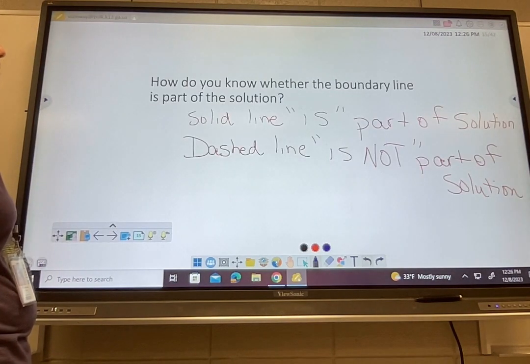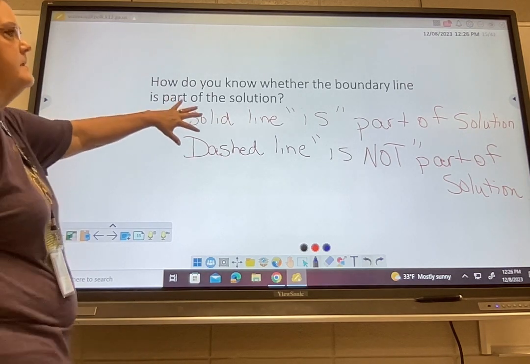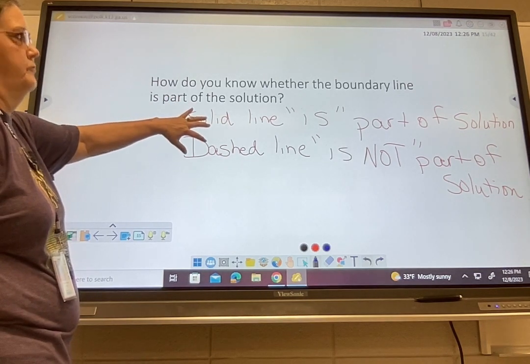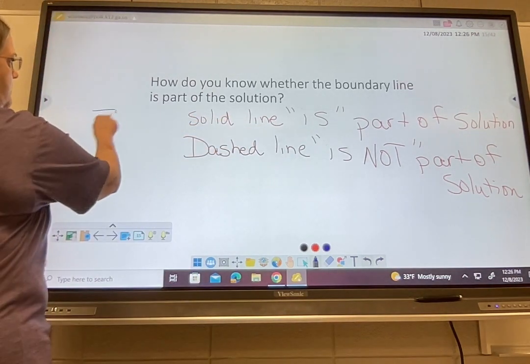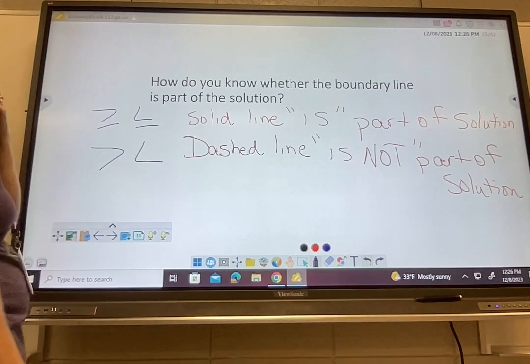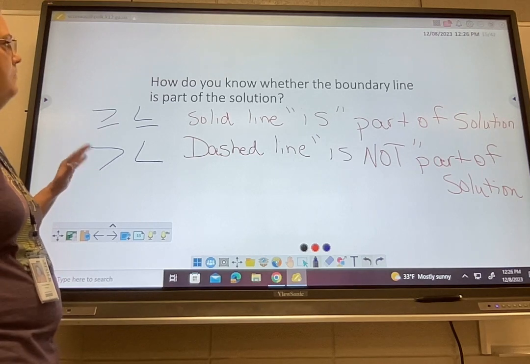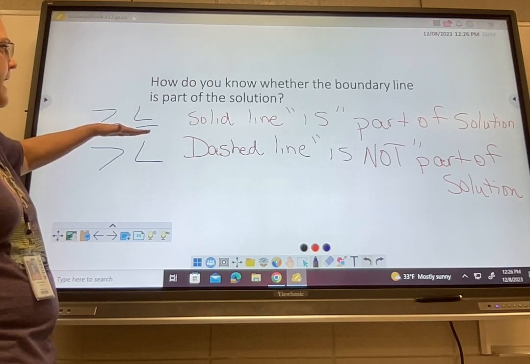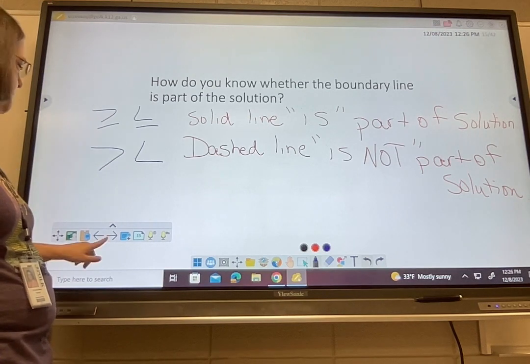All right, how do you know whether the boundary line is part of the solution? A solid line is part of the solution. A dashed line is not. A dashed line, okay, because every point on the line equals. So for a solid line, we have greater than or equal to, less than or equal to. For a dashed one, we have greater than, less than. So everything on the line is equal to. So the only way that it would be part of the solution is if we had the equal to inequalities. These two do not have equal to with them.